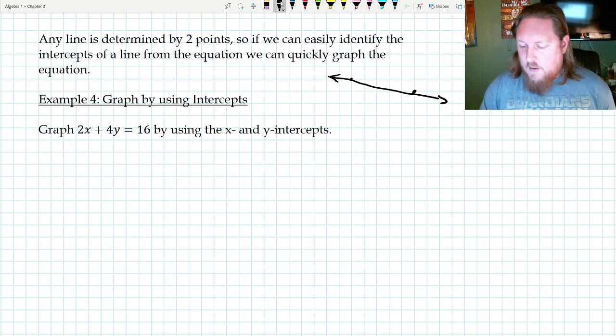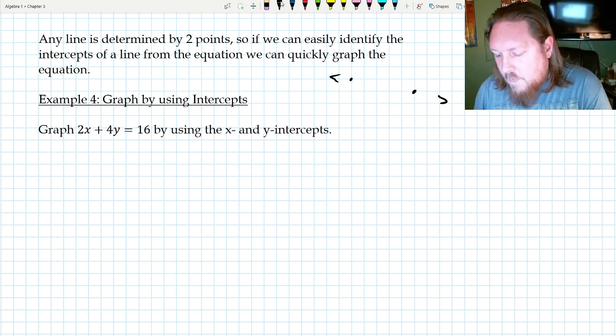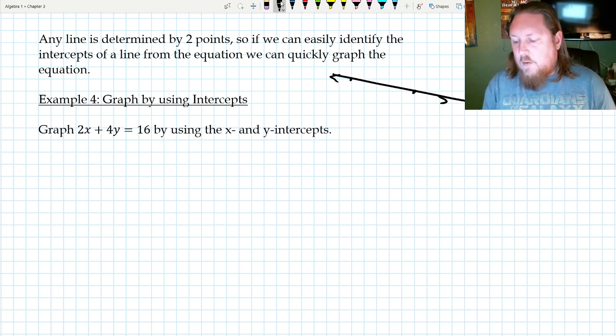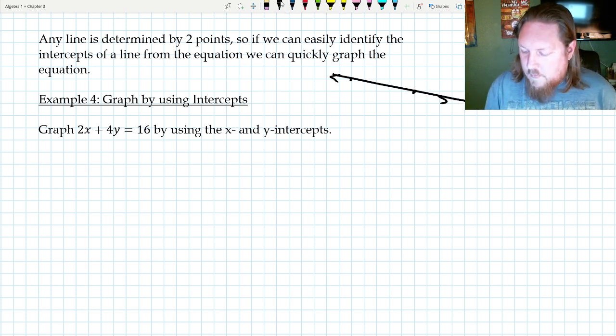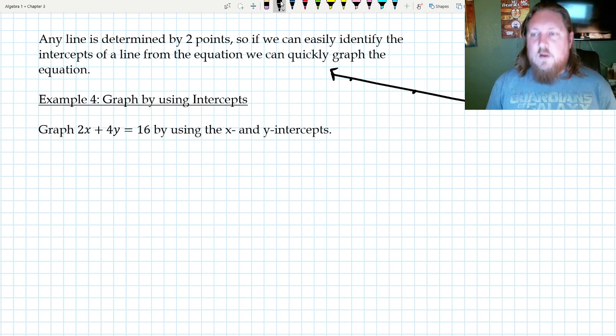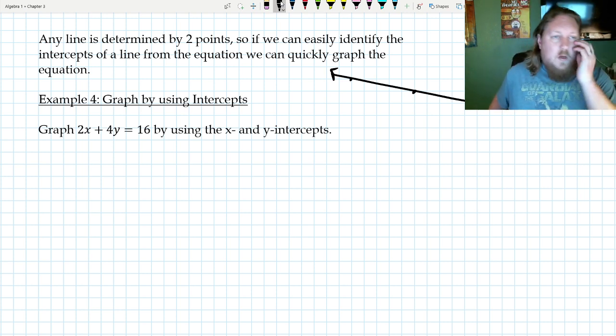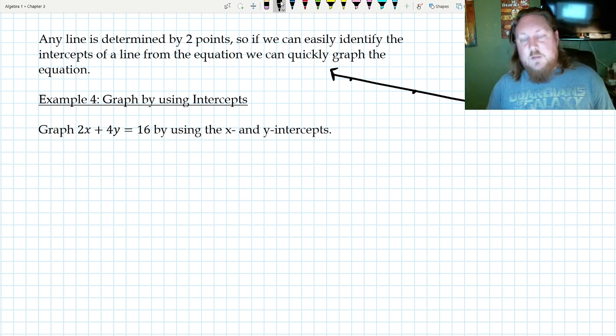Let me get my straight edge out. That's a little bit better. That arrow's a little bit off there though. There we go. That's a much better looking line. So you only need 2 points. So we're going to use these intercepts to find it.